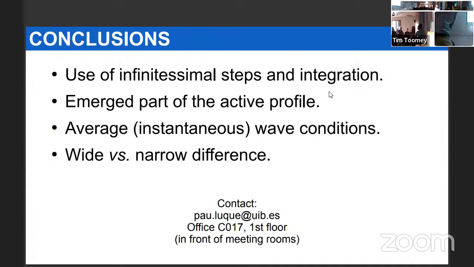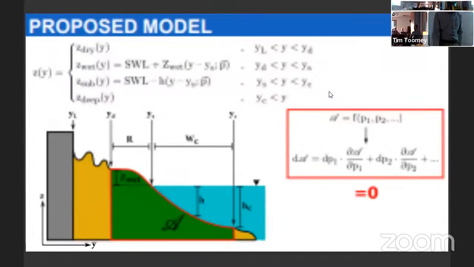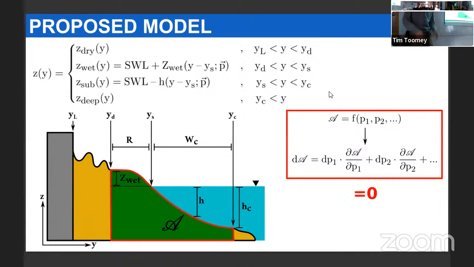Any question? Yes. Can you please go back to the equation of the active profile? Yes. The surface. This one? Yeah. I was expecting that the differential of the area would be positive because of the sediment accumulation, or maybe negative. I don't know, but why is it zero?